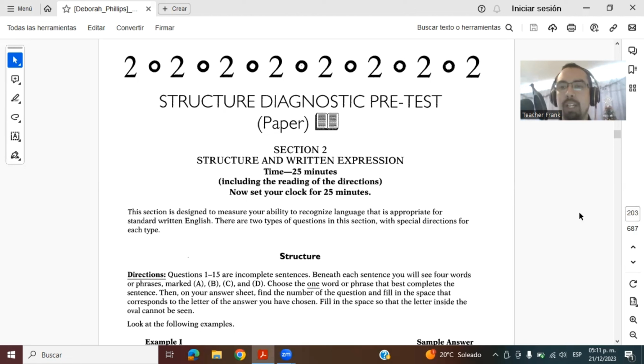Okay, so now we're gonna continue with section 2. And this one, you do have to time it. The time that you are going to have is 25 minutes, okay? So if you can put it on your phone or set an alarm for 25 minutes, it says including the reading for the directions. So now set your clock for 25 minutes.